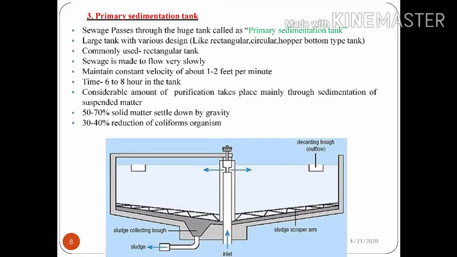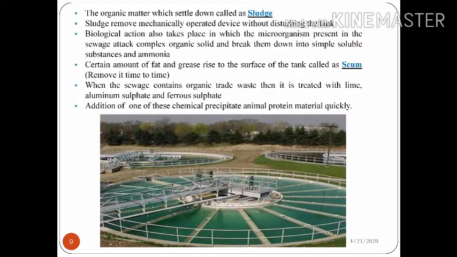During the long period of relatively quiescent conditions in the tank, a very considerable amount of purification takes place, mainly through sedimentation of the suspended matter. Nearly 50 to 70% of the solids settle down under the influence of gravity, and a reduction of 30 to 40% in the number of coliforms is obtained. Next slide.